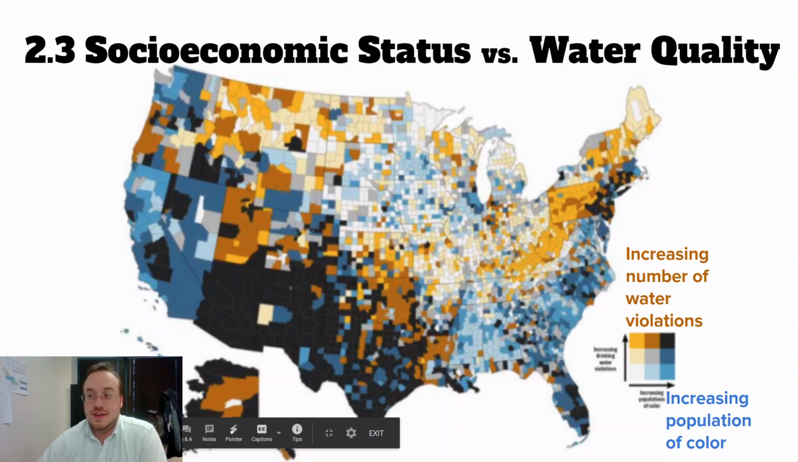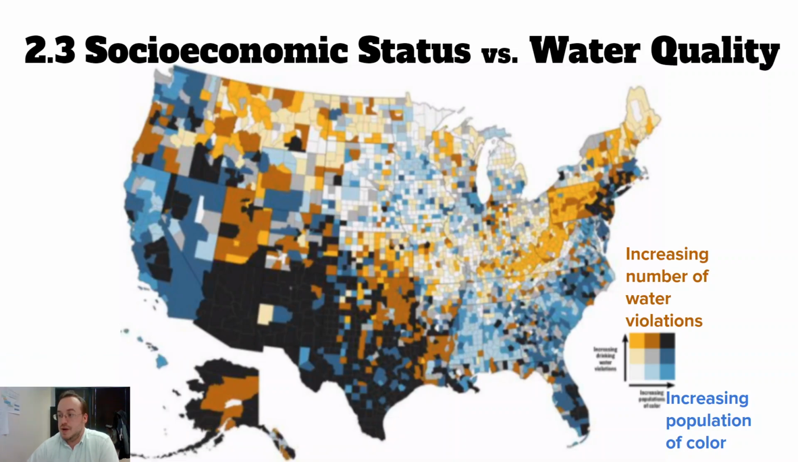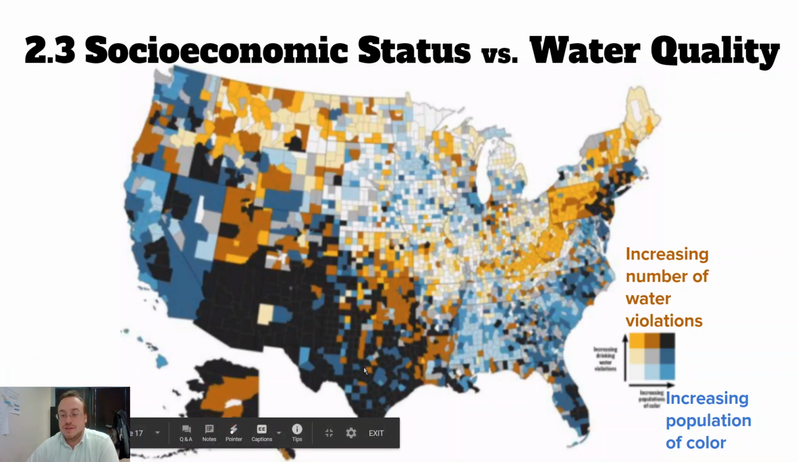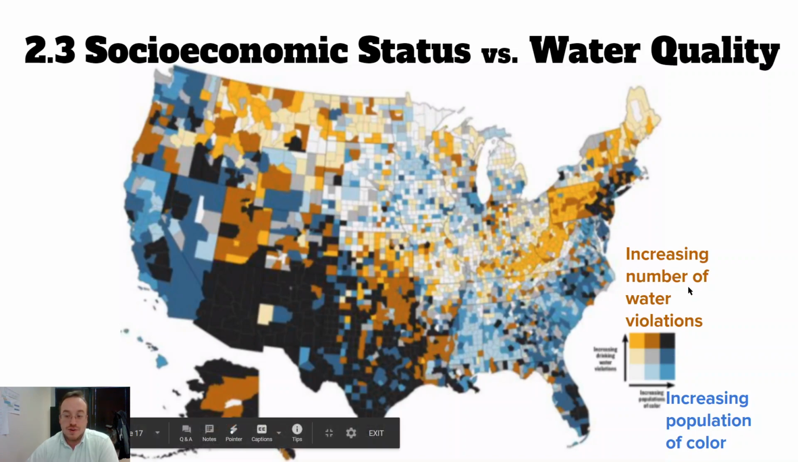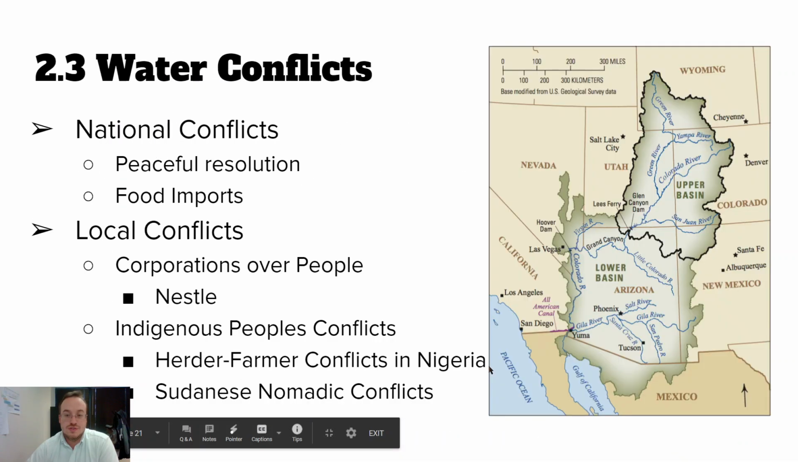Looking at the water quality and percentage of color in the population, again, we're seeing this whole area, lots of very, very dark colors, right? This darker blue, black, means a high population of color and a high number of water violations. So lots of issues.